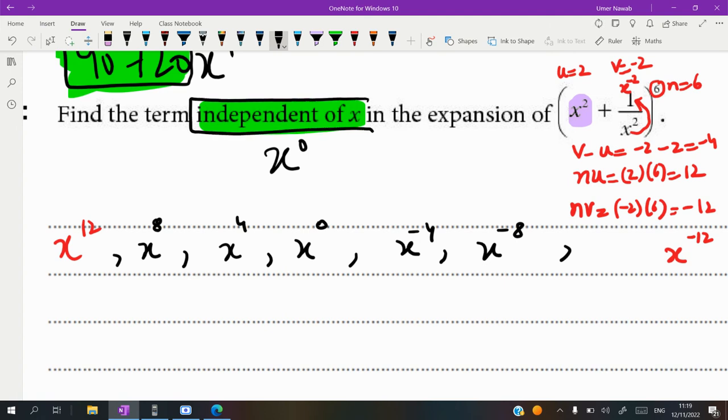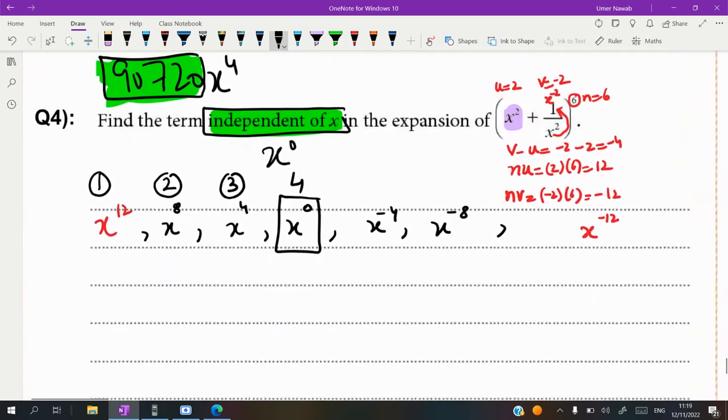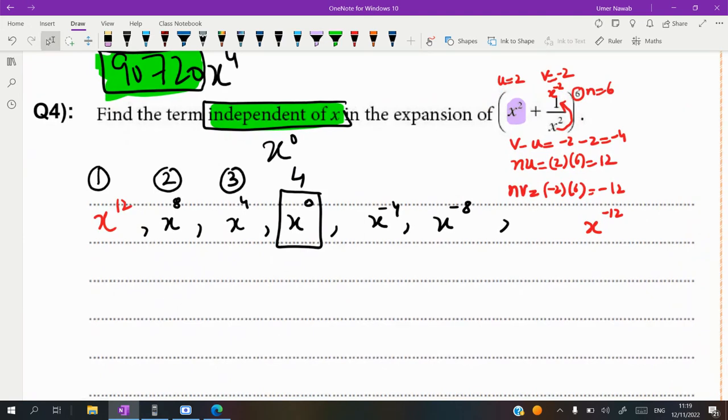Which term are you looking at, independent of x, that is x power 0? Actually, I'm looking for this term. Can you count which term it is? 1, 2, 3. So I am looking for the fourth term. If I'm looking for the fourth term, what would it be? What is n? Given to me: 6. And what shall I write here? This is the fourth term, so I need to write 3 because this is 6C0, 6C1, 6C2, and see this is 6C3.